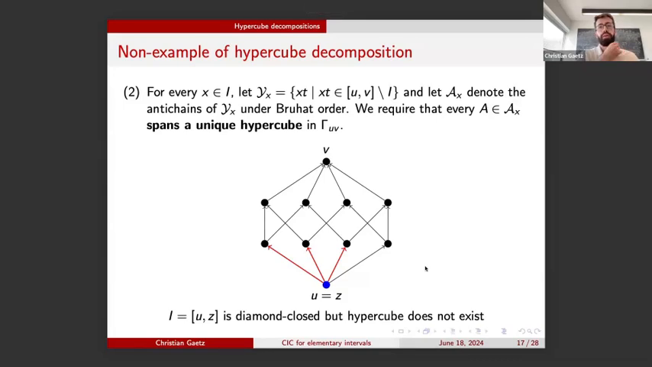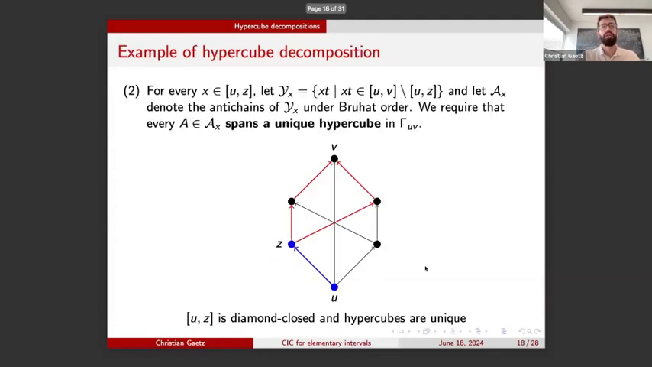All right, here's a further non-example. Again, taking u equals z, that's diamond closed, but consider the 3 red edges. Those are an anti-chain. Whereas before, the problem was that we had the red edges spanning more than 1 hypercube. Here, they don't span any hypercube. There's no 3 cube sitting inside this graph with those 3 red edges as its bottom edges. So this fails the existence rather than the uniqueness of the hypercube condition.